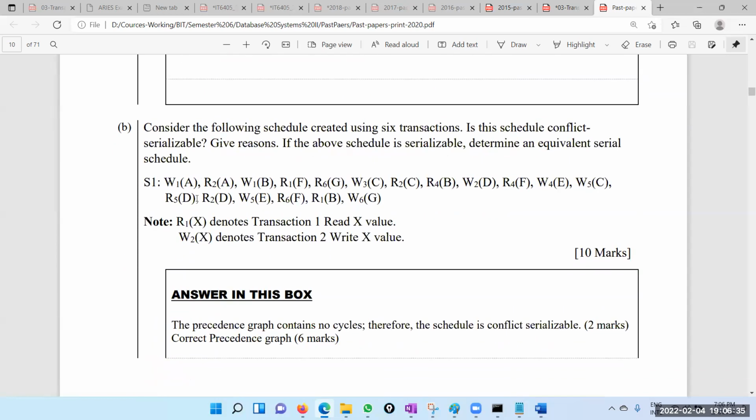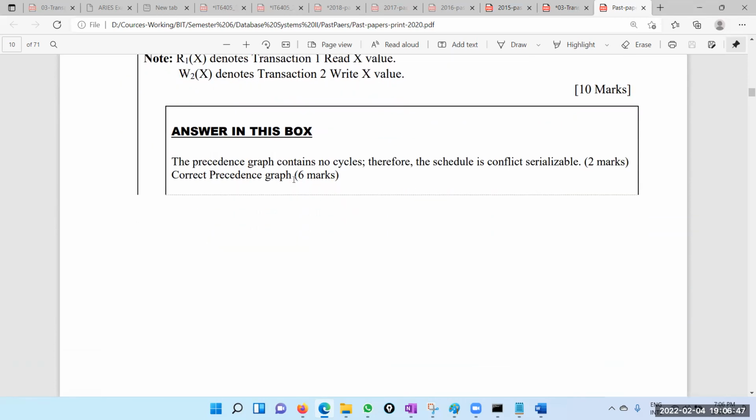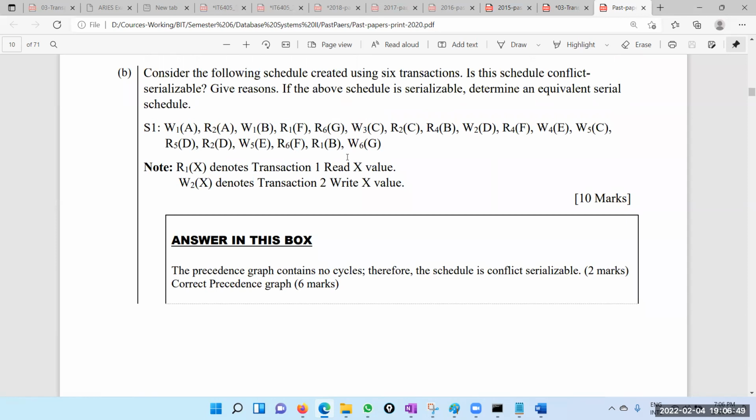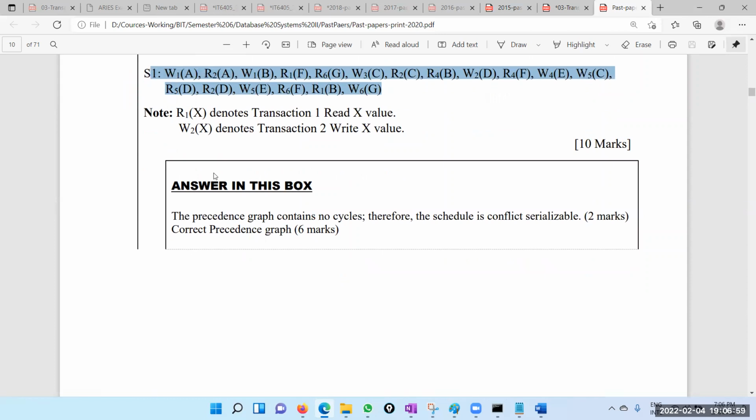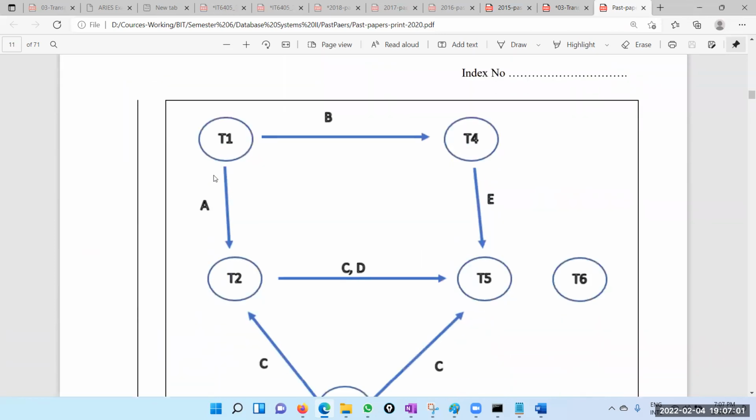So, second part. Consider the following schedule created using 6 transactions. Is this schedule conflict serializable? Give reasons. If the above schedule is serializable, determine the equivalent serial schedule. I hope now you should be able to do it. We did a lot of these kinds of questions. If you find the answer is not correct or you are not getting the correct answer, just let me know and I will do it some other day. But I hope you can, because we did plenty of these kinds of questions.